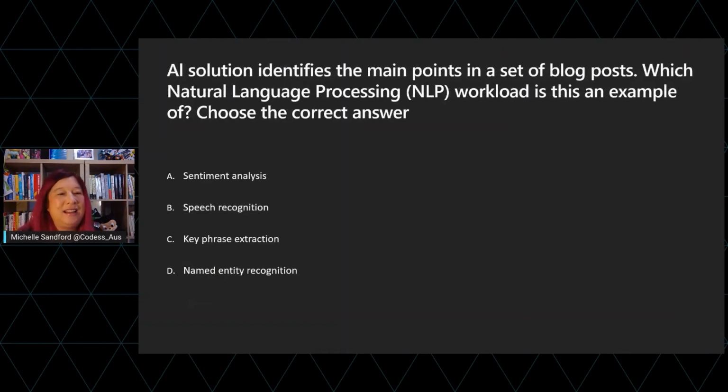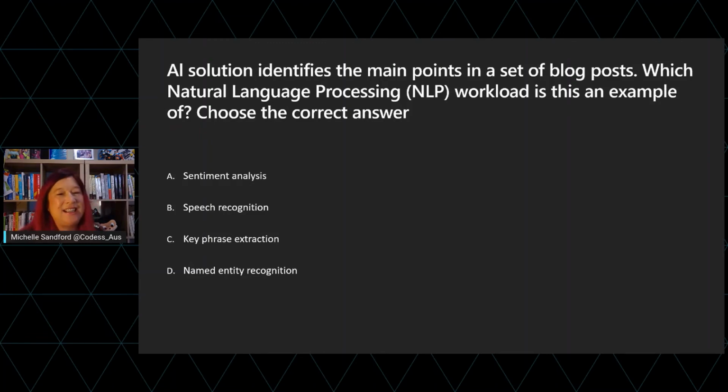Okay, an AI solution identifies the main points of a set of blog posts. Which natural language processing workload is this an example of? Sentiment analysis is when it's reading something and it's saying, is the customer happy or sad? They love the restaurant or they hated the restaurant, kind of thing. Or the tweet is an angry troll, or the tweet is a chirpy, supportive friend.